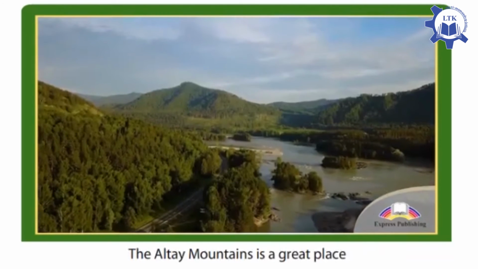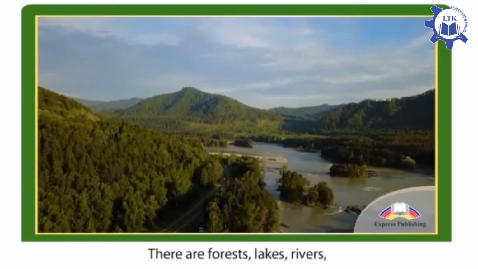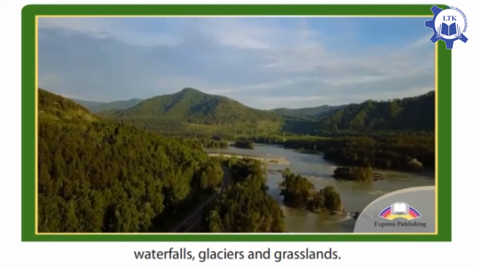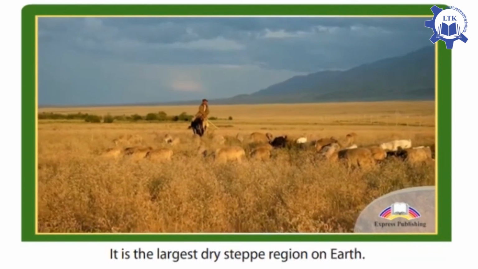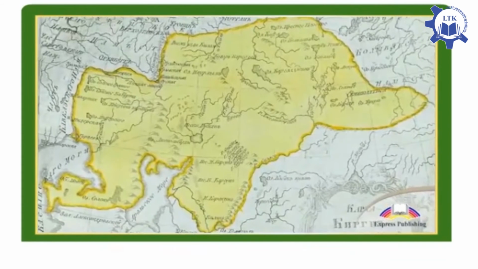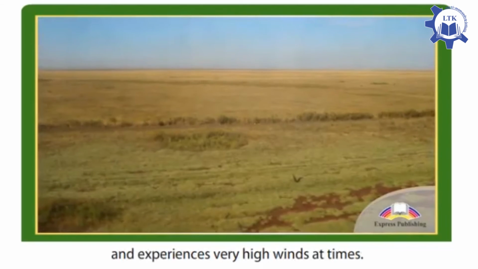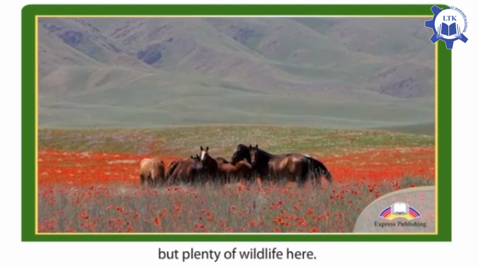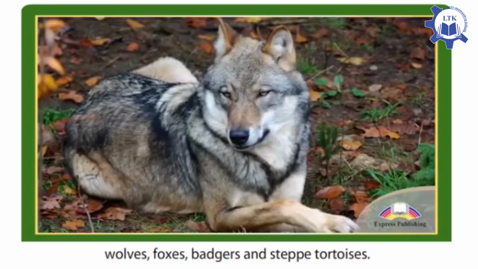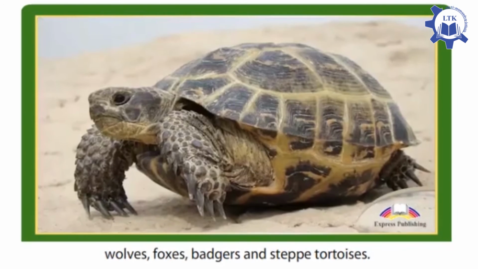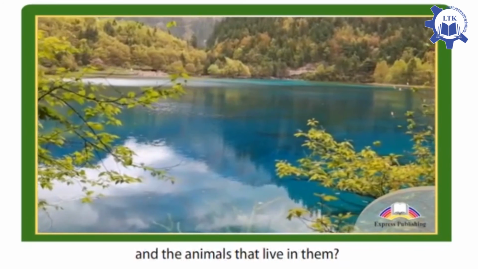The Altai Mountains is a great place to see ecosystems at work. There are forests, lakes, rivers, waterfalls, glaciers, and grasslands. To the west of this wonderful mountain range lies the Kazakh steppe. It is the largest dry steppe region on Earth. It has warm summers, very cold winters, and experiences very high winds at times. There are very few trees, but plenty of wildlife here. You can find saiga antelopes, roe deer, wolves, foxes, badgers, and steppe tortoises. How important do you think it is to look after these environments and the animals that live in them?